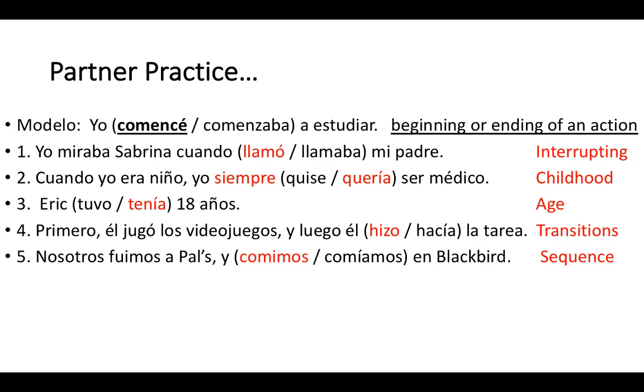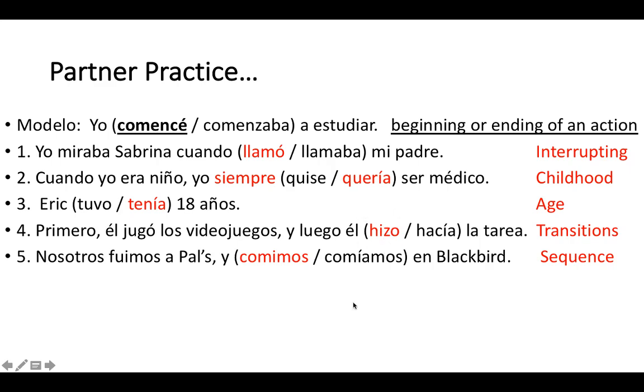Number 3, Eric, tener 18 años. He was 18, talking about his age. Age is imperfect under UTOAD, so tenía. Number 4, primero él jugó los videojuegos y luego él hace la tarea. We're saying that first he played video games and then he did his homework. You could look at this as a series of events, sequence of events, or you could see the transition words, primero, luego. Either way, it's going to be the preterite, hizo. And notice there's not a C there. It's not hico, it's hizo, irregular.